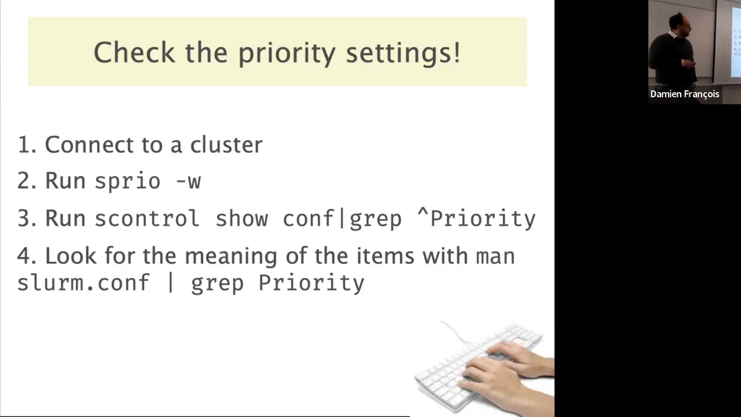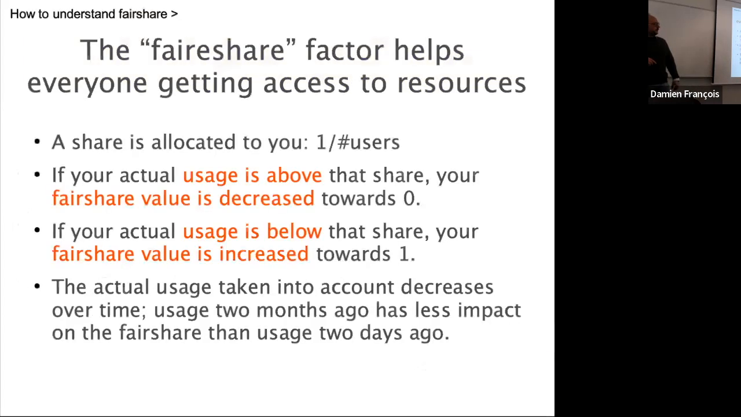The fair share is one of the most important factors. It's the one that makes sure that everyone has a fair access to the cluster. So how does it work? The share of the cluster is like a big pie. We slice the pie and we hand out shares. So you have basically a fair share of 1 divided by the number of CÉCI users, so that everyone has the same share of the cluster.